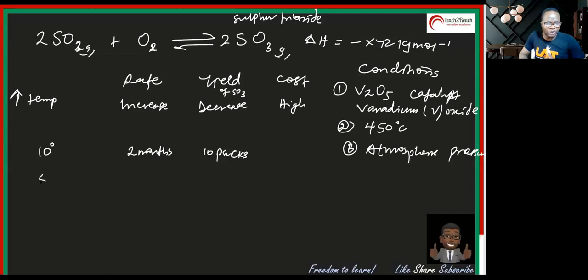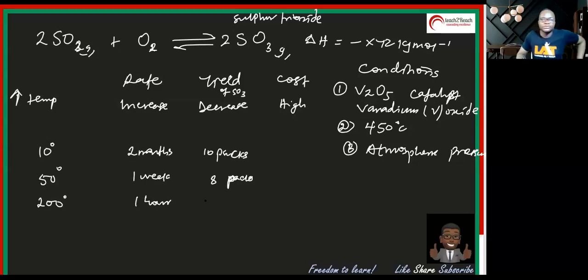So then I increased the temperature to 50 degrees Celsius. It took me 1 week. Sorry, since my yield is going to decrease, right? Don't forget, an increase in temperature will decrease my yield. So I was able to produce 8 packs. Then I increased the temperature to 200 degrees Celsius. It took me, let me make it fair, like 3 days to produce 6 packs.